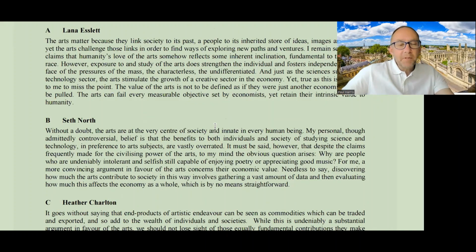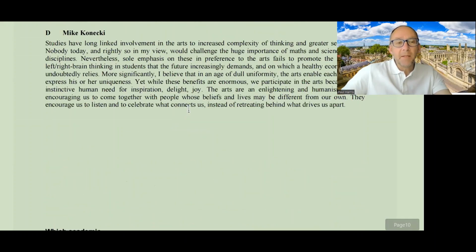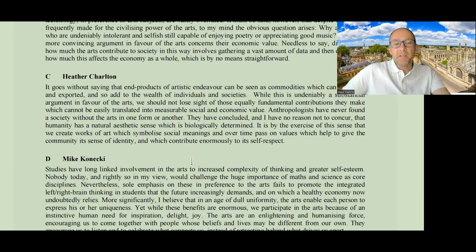Okay. Now, I would suggest at the beginning that you look through these questions first, because you're going to have to identify from each of the sections these kinds of answers. Okay, so for example, which academic has a different view from North, one of the academics, with regard to the effect of the arts on behavior towards others. So you'll need to find out what North says. Okay, and then you'll need to find a different view to what he or she says. Okay, but this question regarding the effect of the arts on behavior towards others, you're going to have to read perhaps A, C, and D in relation to this question.